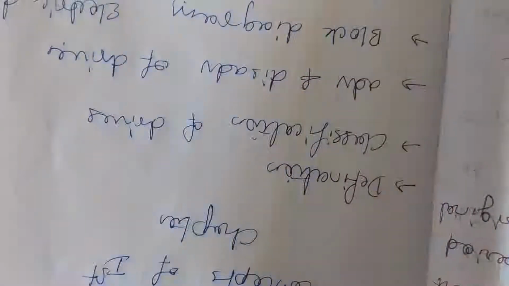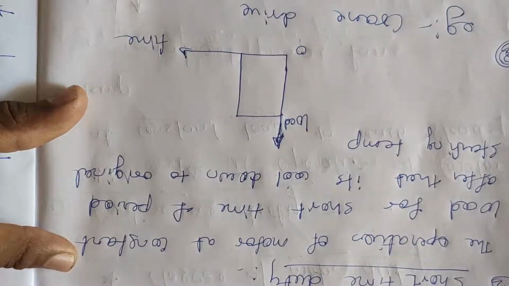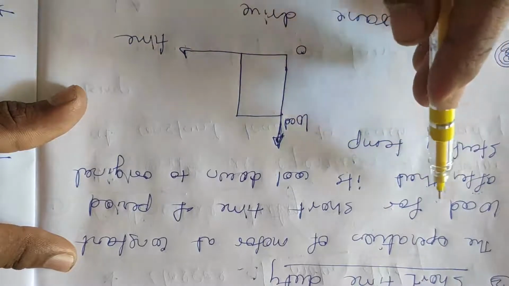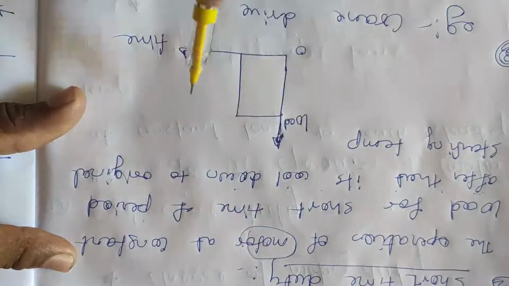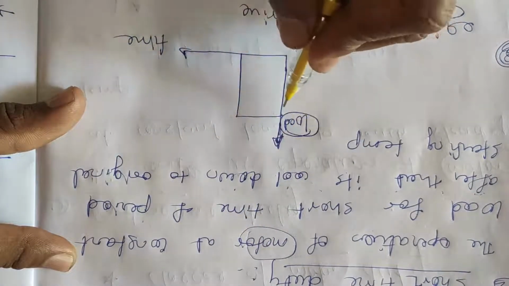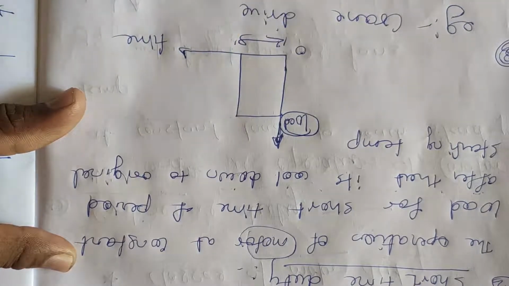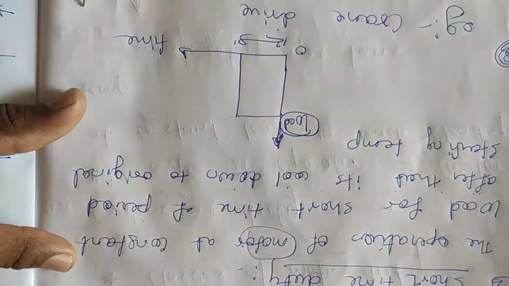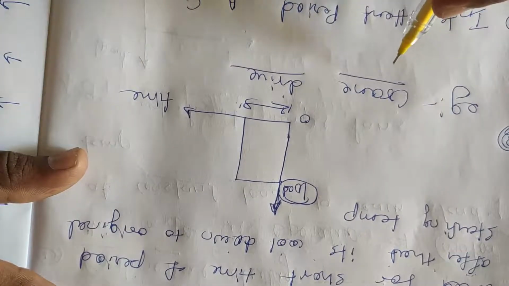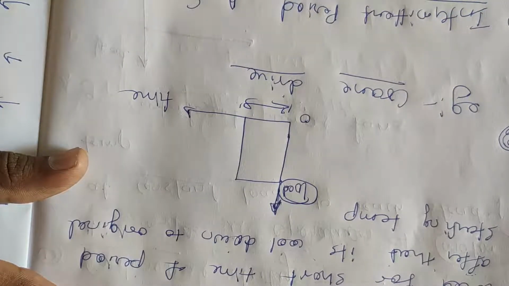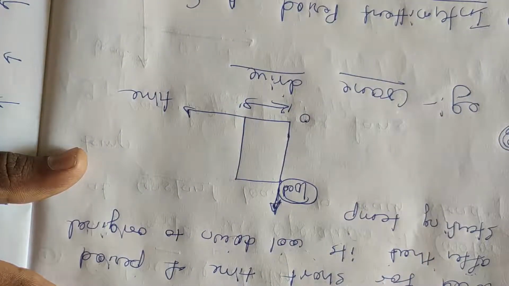Second one is short time duty. Here the operation of the motor is at constant load for a short time. The motor will operate at constant load for a shorter time, and that type of duty is called short time duty. For example, crane drive. Cranes normally work for a shorter time, so those motors are called short time duty motors.